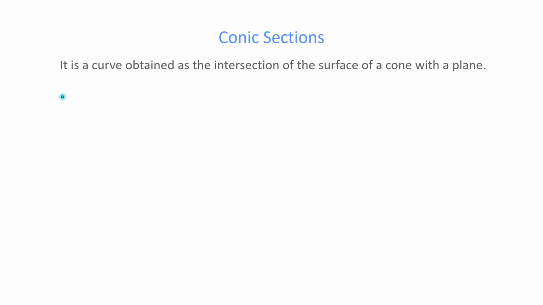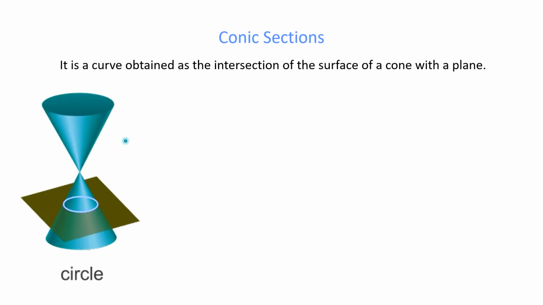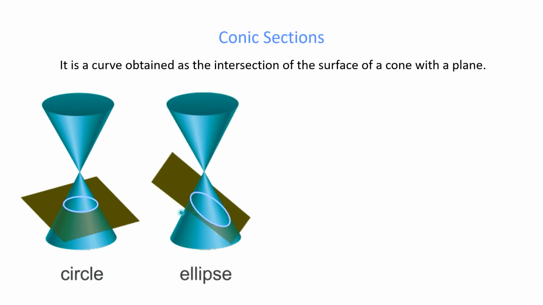At parabolas, this entire chapter is based on conic sections. So what is a conic section? Well, it is a curve obtained as the intersection of the surface of a cone with a plane. So we have a cone here, and if the plane intersects the cone horizontally, the curve we get is a circle. Now, if the plane cuts the cone diagonally, but it doesn't go through the base of the cone, the curve it makes is an ellipse.